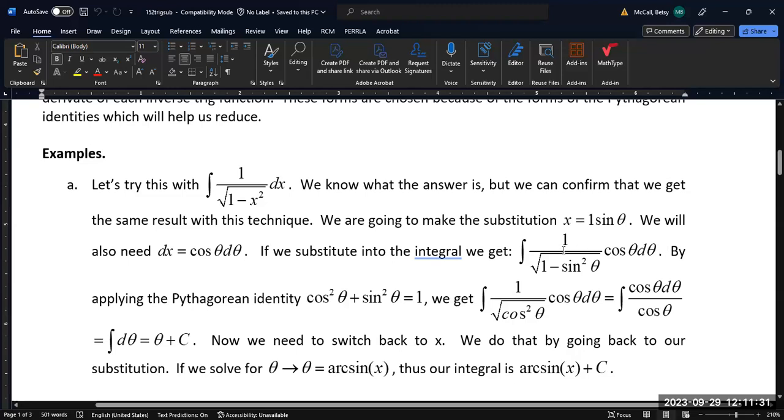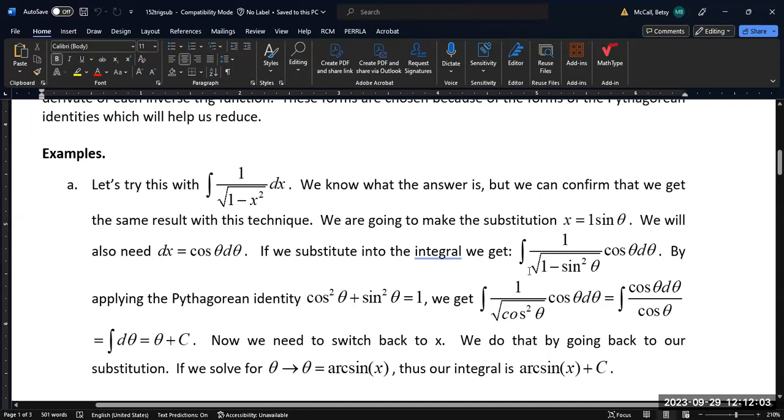I've replaced my dx with cosine theta d theta, and I replaced my x here with sine theta, and I get this. By using the Pythagorean identity and solving for 1 minus sine squared theta, I can replace this entire expression with cosine squared theta, and then the radical and the square will cancel and leave me with just cosine theta. Now, I want to stress to you, to make this easier, this is always going to happen.